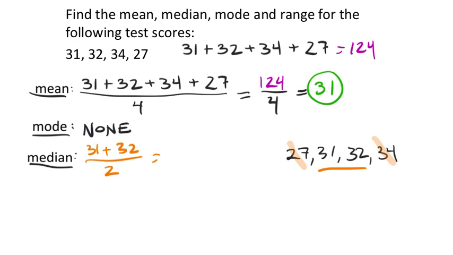Once again, I'm just going to put this in the calculator. So 31 plus 32 is going to be 63. And then I do 63 divided by 2, which should be 31.5. And that right there is the median. Now the last thing I'm going to point out is 31.5 is right in the middle of these two numbers, 31 and 32.